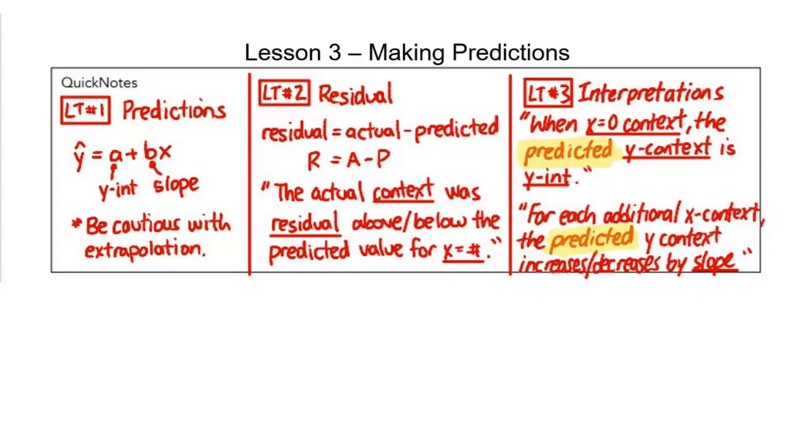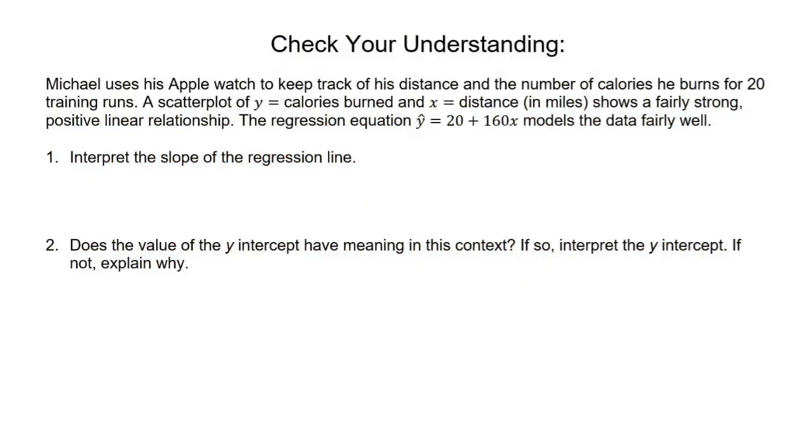Speaking of, down in the check your understanding, I would like for you guys to do number 1 and number 2 on your own right now. Here's our equation. And they tell us what y equals and what x equals. So I would like you to interpret the slope and then explain whether or not the y-intercept has meaning in this context. And if so, I want you to interpret it in context. If not, I want you to explain why.